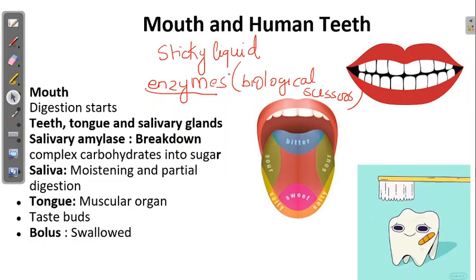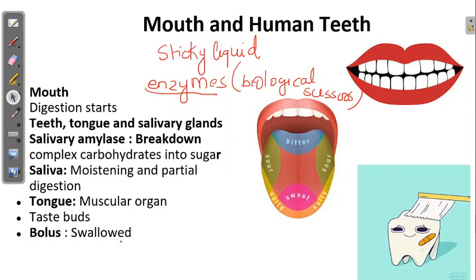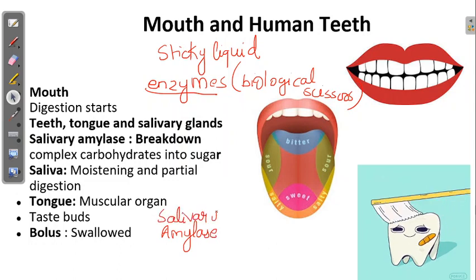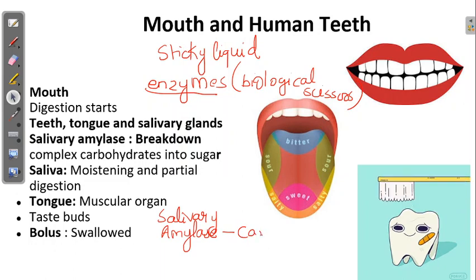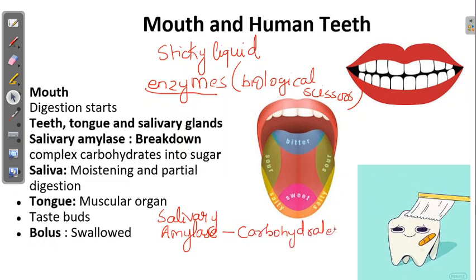In saliva, that is a sticky liquid present in our mouth, there is a specific enzyme which is present. The name of the enzyme is amylase. It is also known as salivary amylase. You can write amylase or you can mention it as salivary amylase. What is this amylase doing? Converting the complex substance, that is carbohydrates, into maltose. This is a simpler substance.